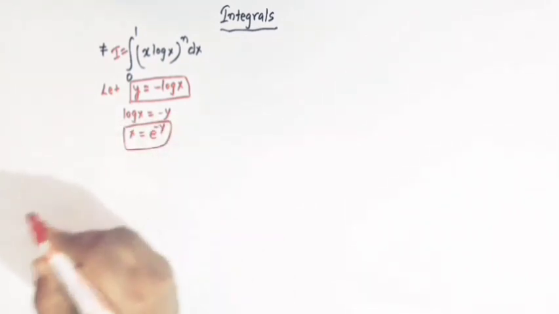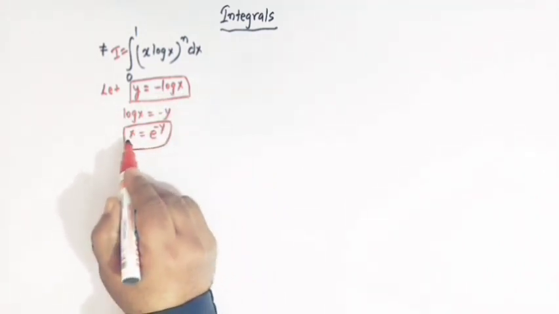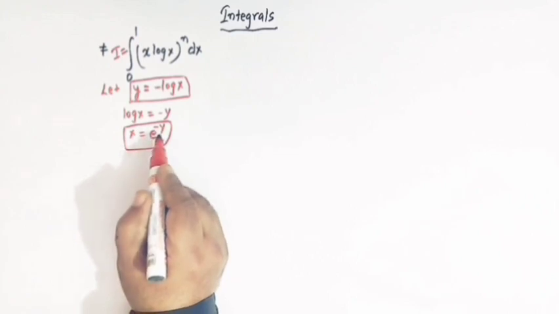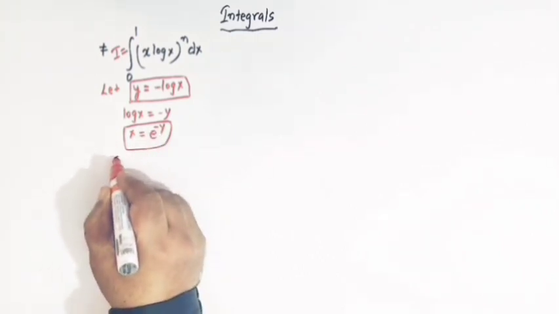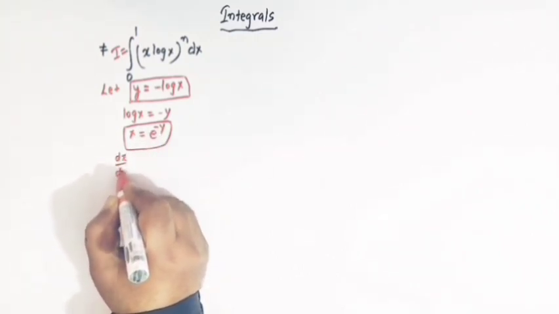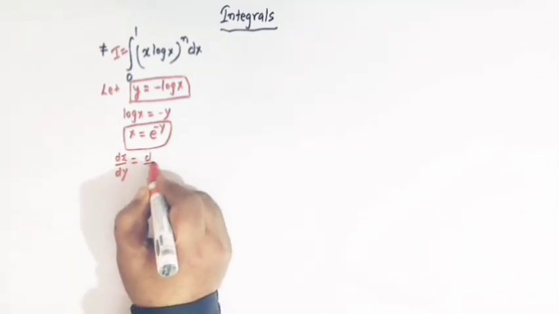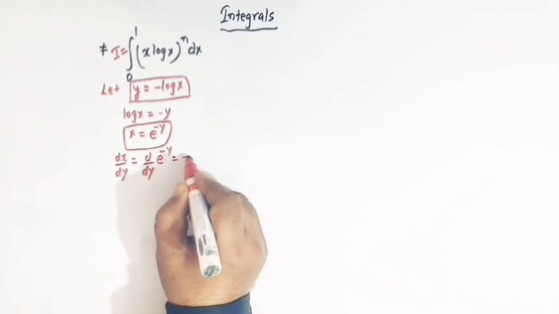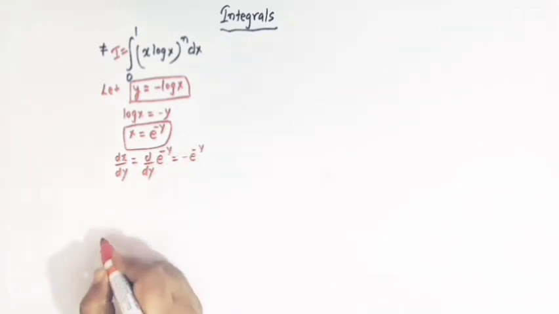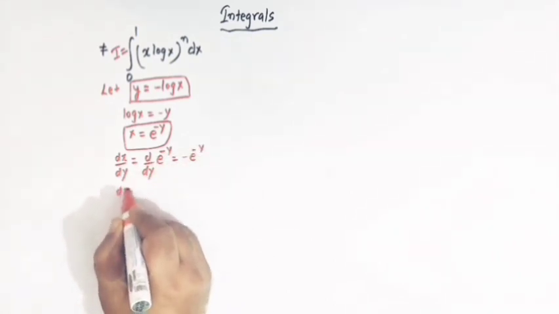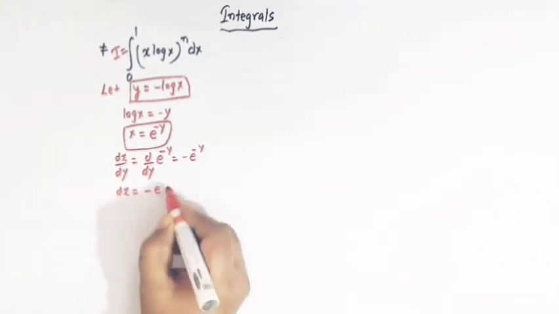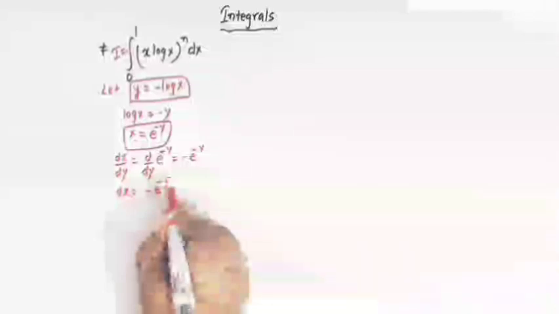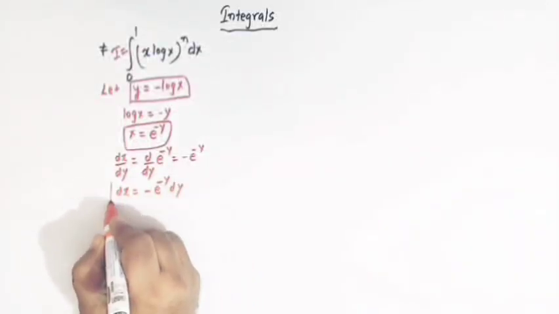Okay, now let us differentiate x is equal to e raised to minus y with respect to y, right? So what we will get, dx over dy is equal to d by dy of e raised to minus y. So we have minus e raised to minus y, right? So dx can now be written as minus e raised to minus y, and here we have dy, right?